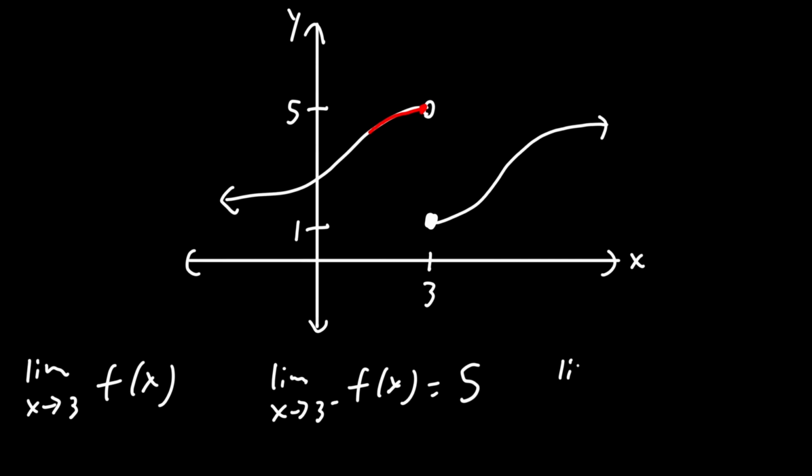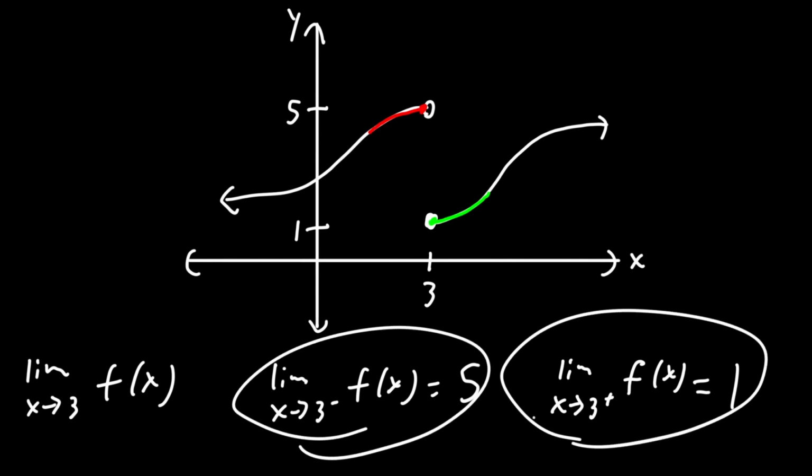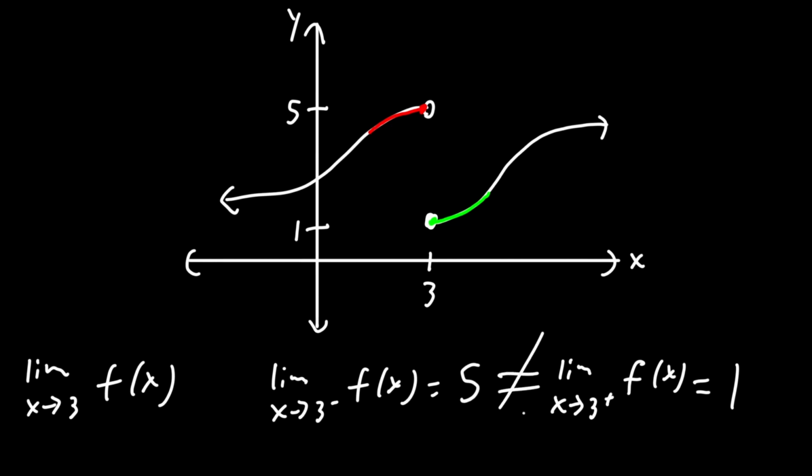And now let's evaluate the right-sided limit. As we approach x equals 3 from the right side, we're going to approach this point right here, which is at y equals 1. So this is going to be 1. Notice how the left-sided limit and the right-sided limit don't match. So therefore, the limit itself does not exist. And when a limit doesn't exist, we like to write DNE, which just stands for does not exist.